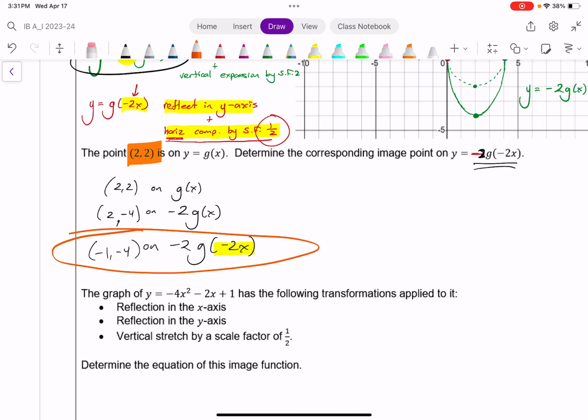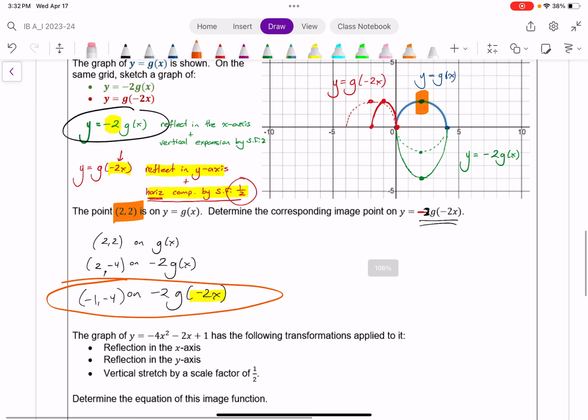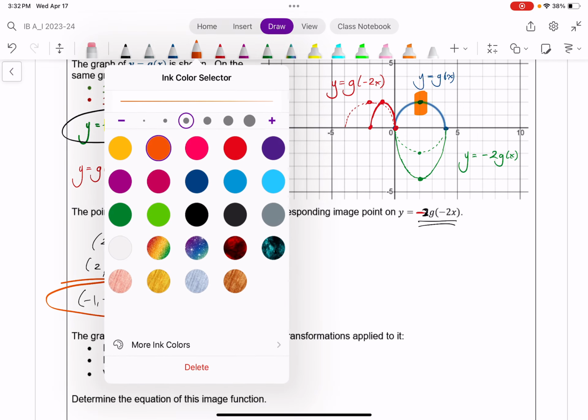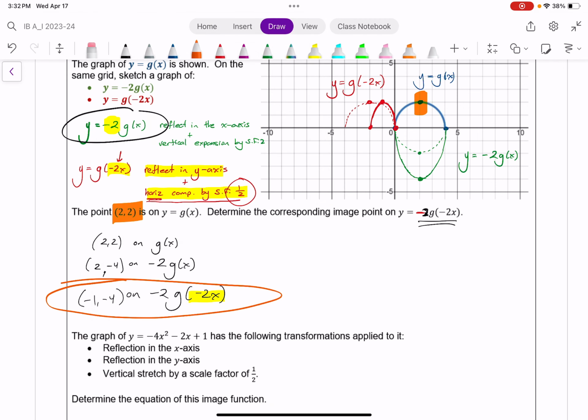Now that's it. That was a very numeric approach. You may not like that. You may prefer to just take that point that I highlighted in orange and perform those transformations on it, and you should end at negative 1, negative 4.